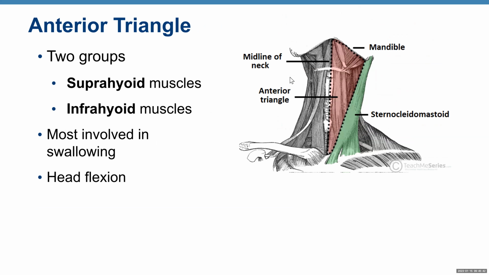Anterior triangle: during our lab, we will look at those muscles in more detail, but right now we're just going to divide them into 2 groups. Suprahyoid muscles above the hyoid bone, and infrahyoid muscle group below the hyoid bone, mostly involved in swallowing and head flexion.